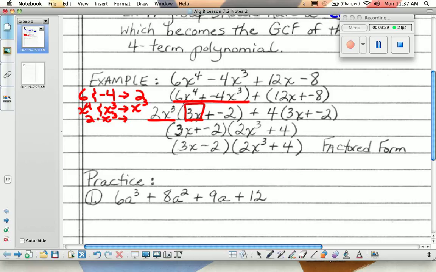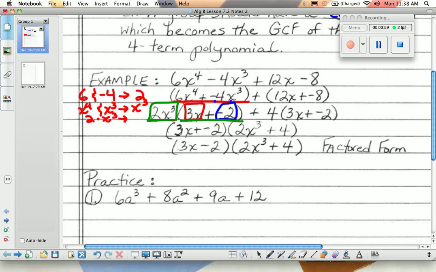We say, what is negative 4 divided by 2? And that is negative 2. And then we say, what's x cubed divided by x cubed? They cancel each other out. There are no x's left. So we just have our negative 2. So that's just GCFing the first group. Our GCF of that group is this, and the resulting factor is that. Just like what you practiced for today.